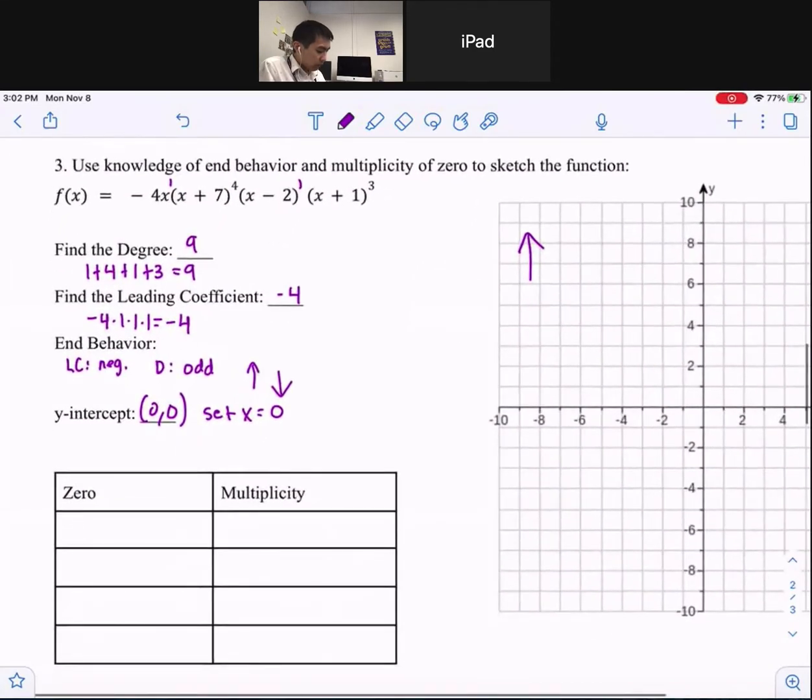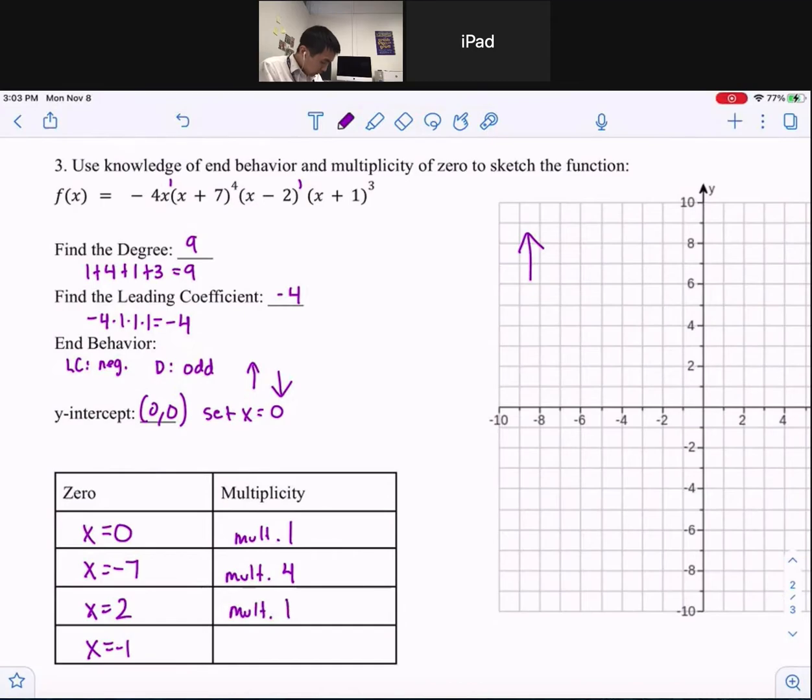Okay, find your zeros. What would make this a 0 if x was equal to 0? Multiplicity of 1. What would make this a 0 if x was equal to negative 7? Multiplicity of 4. What would make this 0 if x was equal to 2? And what would make this a 0 if x was equal to negative 1? Oh, sorry, multiplicity of 2, or x equals 2, that's multiplicity of 1. X equals negative 1, multiplicity of 3.